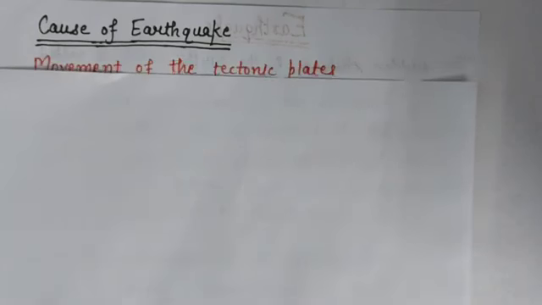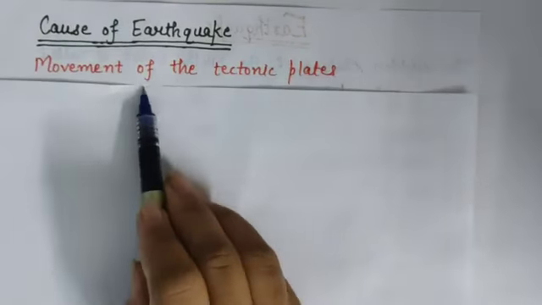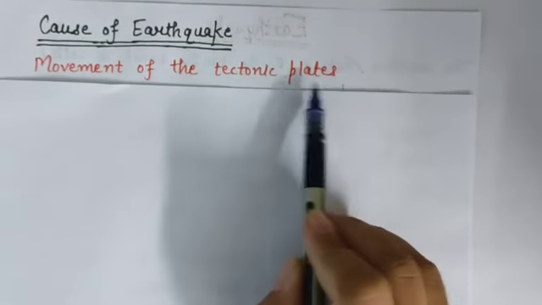So students, now we will try to know the cause of earthquake, why earthquake comes, what is the main cause. In ancient times, people did not know the true cause of earthquakes. But by knowing the layers of earth, we can explain the main cause of earthquake. The main cause is the movement of the tectonic plates.